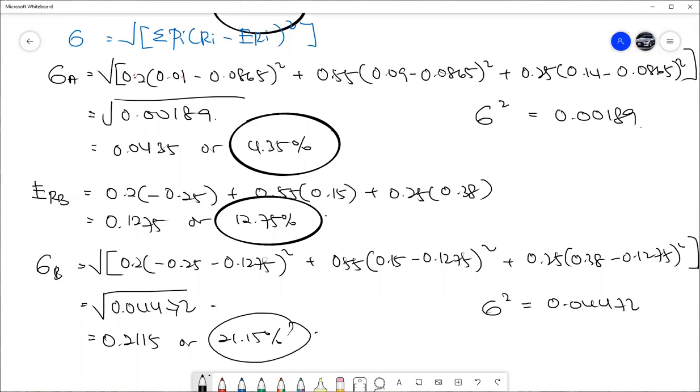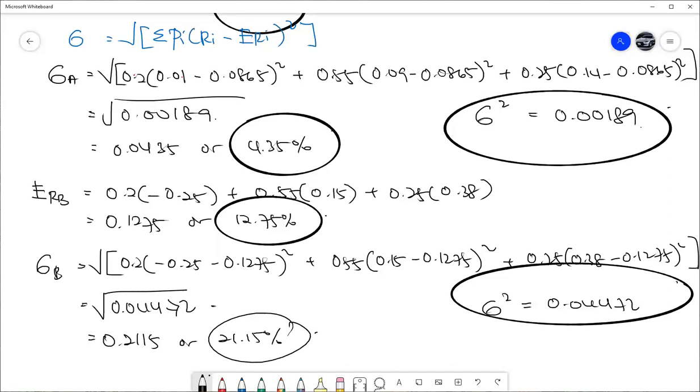But this question asks you for standard deviation, so straight away do standard deviation. If they ask you for variance, then just answer the variance question. Alright, okay, so please keep this in mind.